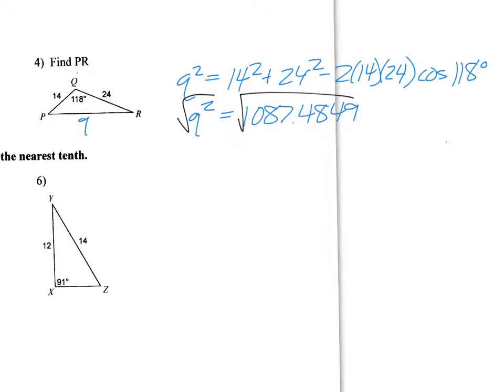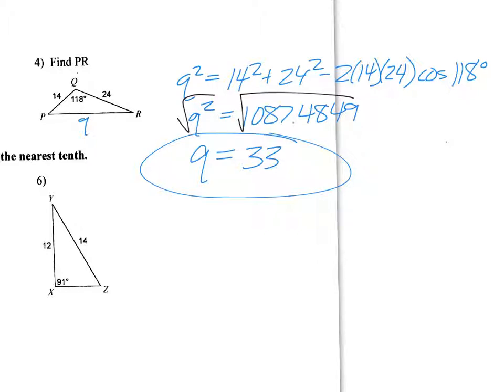So if I do that, I get q. Taking the square root of that, to the nearest tenth, that's basically going to round to 33. Now make sure that makes sense, and it does, because if this is an obtuse angle, this has to be the biggest side, and 33 is bigger than 24 and 14.